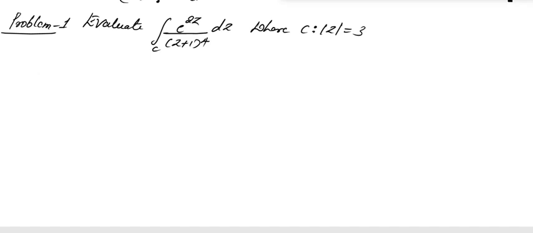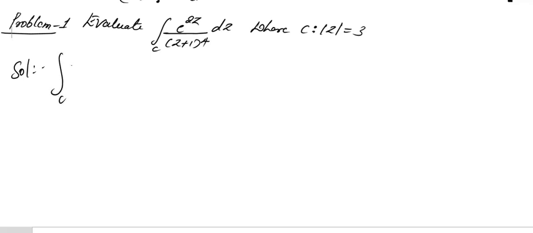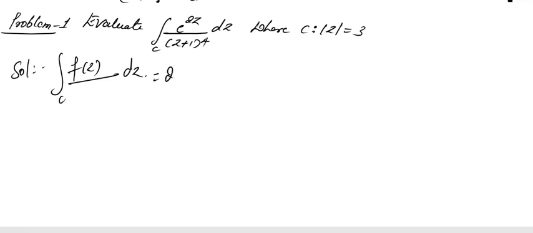So consider the example, the simplest example. Consider this with the standard residue. So the integral over c of f of z dz is equal to 2 pi i into the sum of all residues.